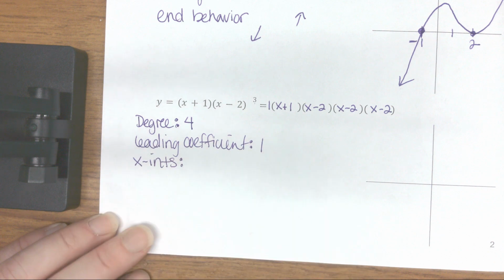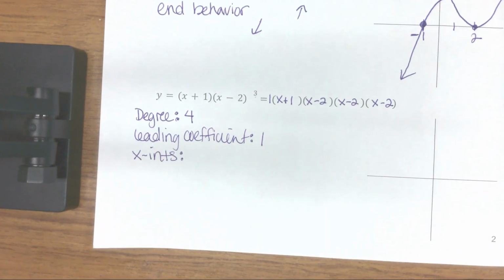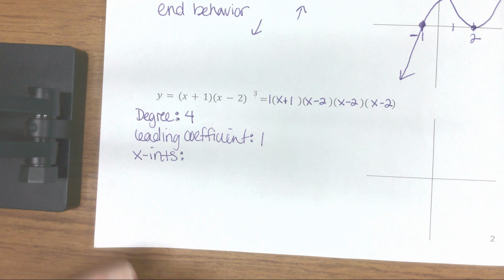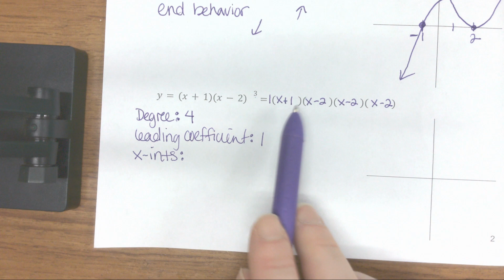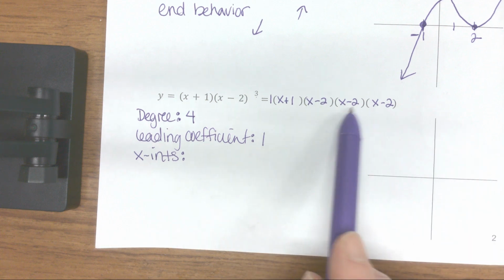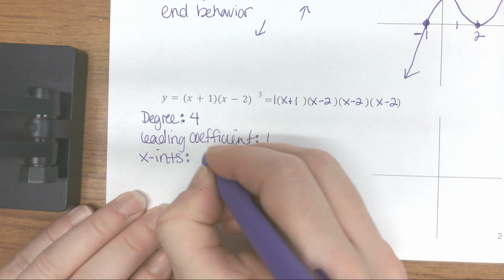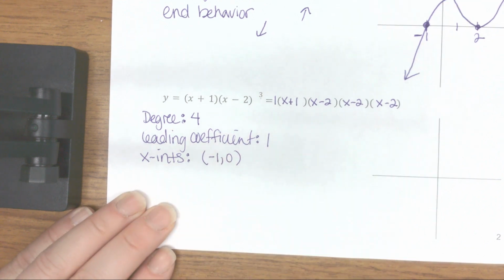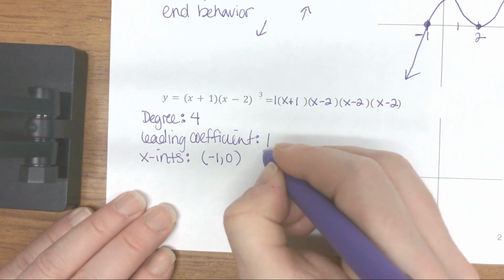All right, x-intercepts, would you write those down? Just a show of hands, how many different x-intercepts are there? Even though I see 4 of these things, there's only 2 because this one shows up 3 times. So the 2 you should have written, remember they're opposites. So -1, 0 and 2, 0.